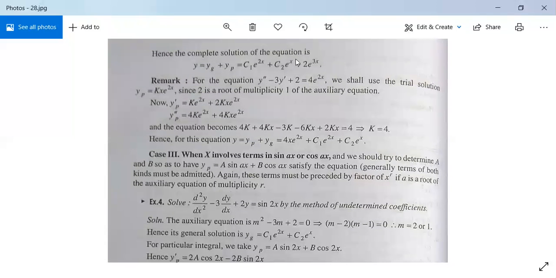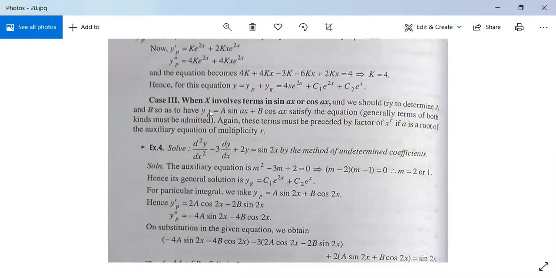Hence the complete solution of the equation is y is equal to yc plus yp is equal to c1 e to the power 2x plus c2 e to the power x plus 2 into e to the power 3x.